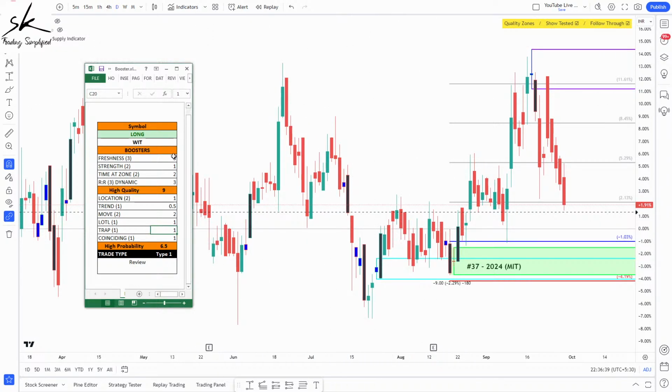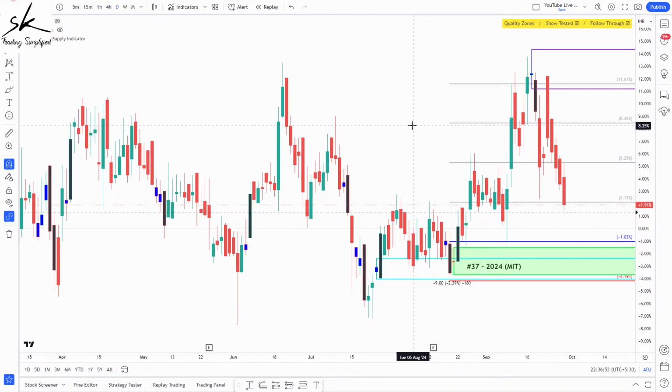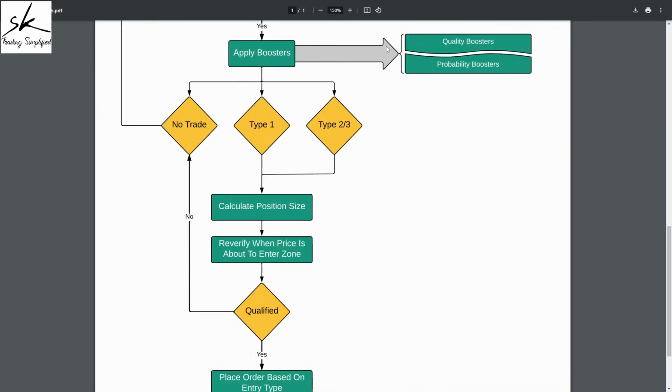So if you look at the overall scoring, we have a score of 9, definitely with the assumption of reward to risk ratio, which makes it a high quality zone, and 6.5, which makes it a high probability zone. So high quality, high probability can be traded as a type 1 trade. So yes, after applying the boosters, we got to know that this can be a type 1 opportunity for us. So what do we do next?